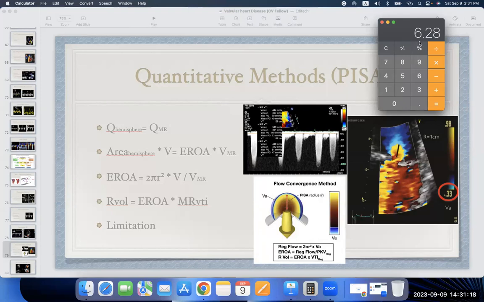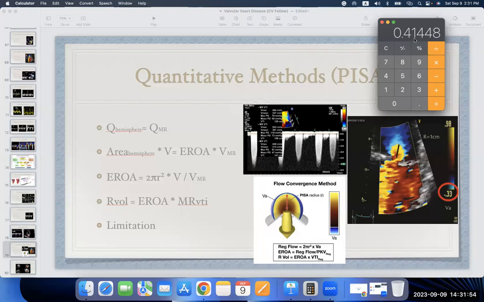So we're gonna multiply this by velocity. The velocity here is 33 centimeters, so we multiply by 33. And then you will divide it by the velocity, not VTI, by the velocity of the MR. For example, here we have MR VTI, but the maximum velocity is here. It's 543. Let's take this number. Let's say 500, just to make it simple. Here there are differences. You can take the average, but let's say it's 500. So we're gonna divide by 500.